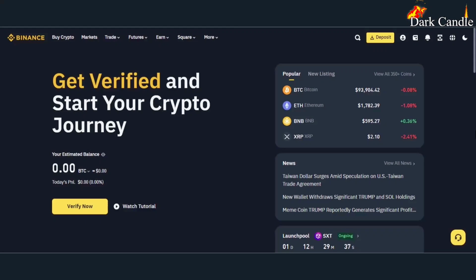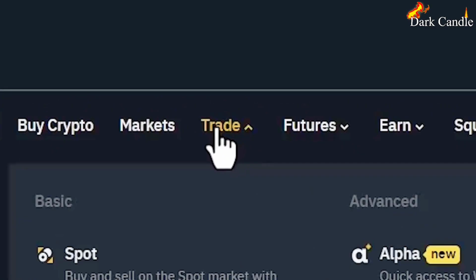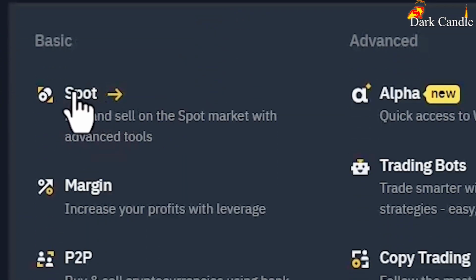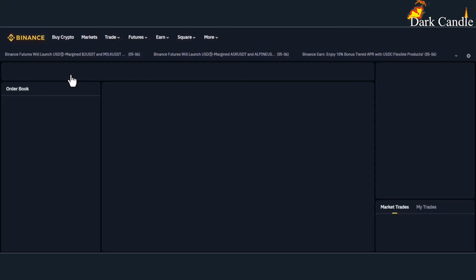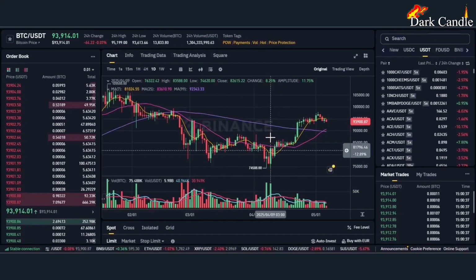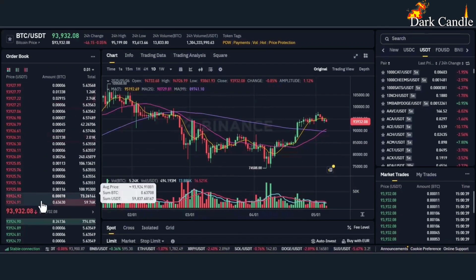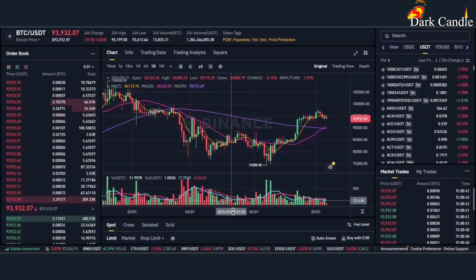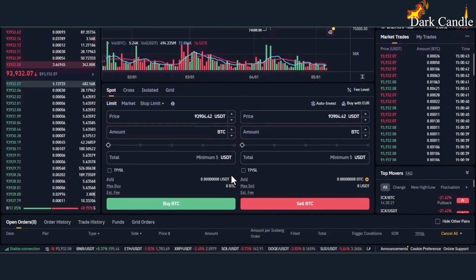To access it, go to the top menu in Binance and click on Trade. Here, Spot. By clicking on Spot, it brings you a full trading interface with the chart in the center. As you can see right now, the order book is on the left and the trading panel at the bottom.